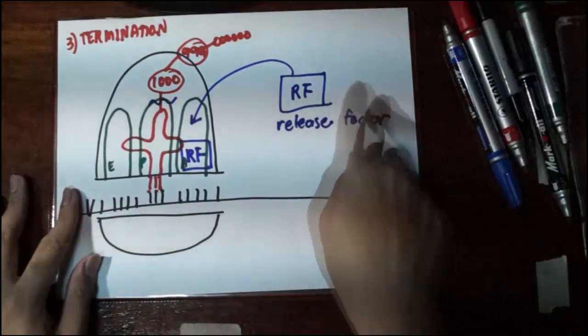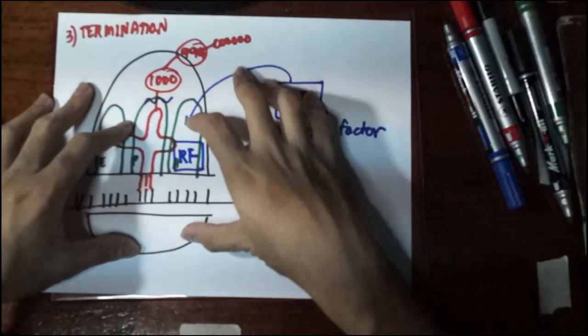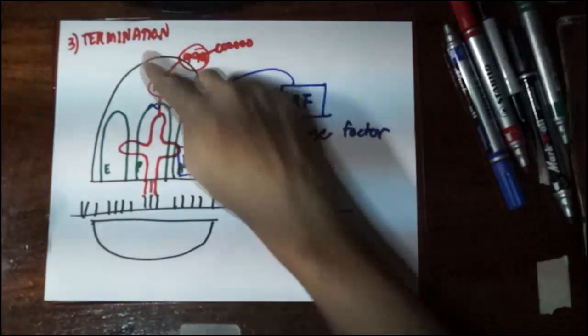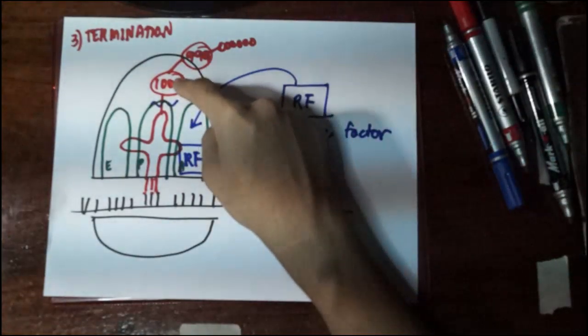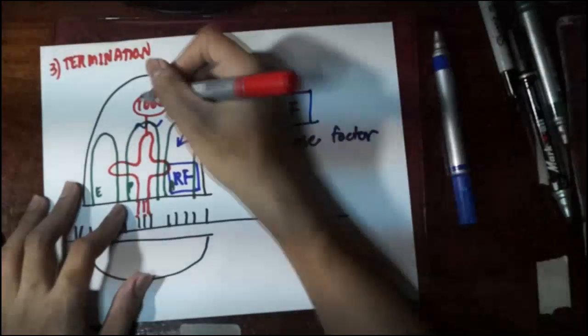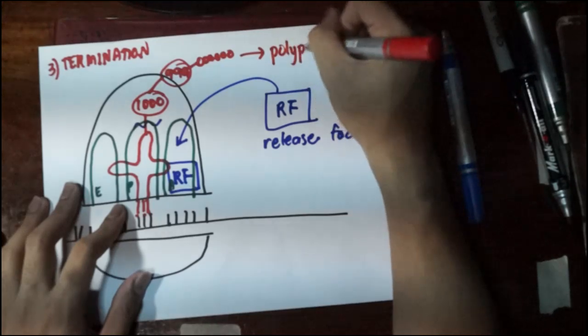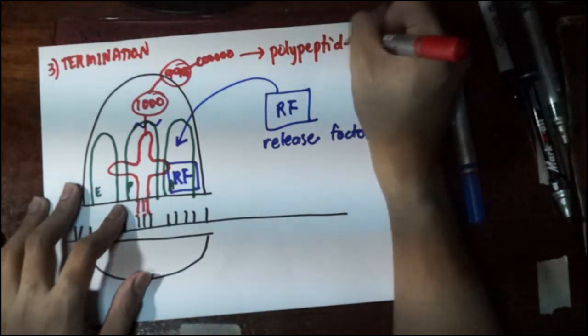So just like what the RF means, it releases the polypeptide chain from the initiation complex, or from the ATS complex. And we finally have here a 1,000 amino acid containing peptide. So the thing here is, let's say it's already released. Now we have a free polypeptide. And that's, of course, the product of protein synthesis.